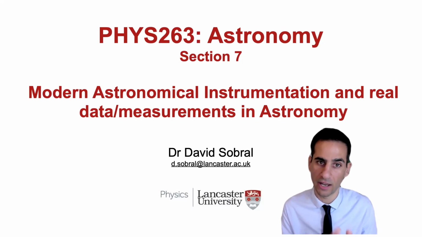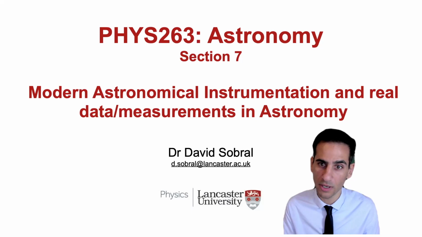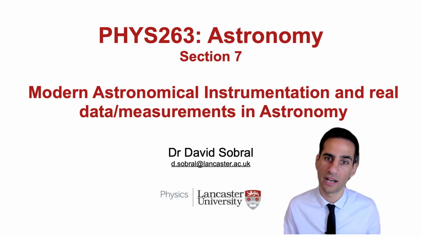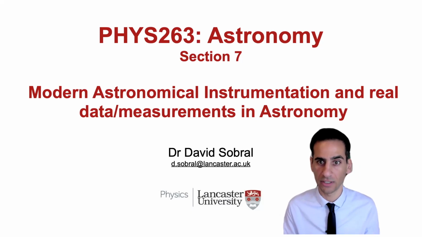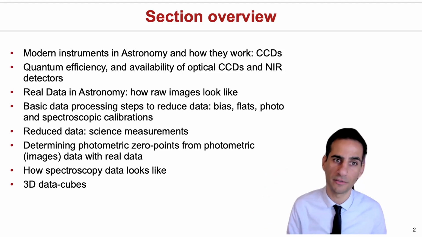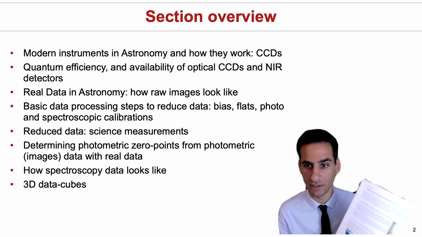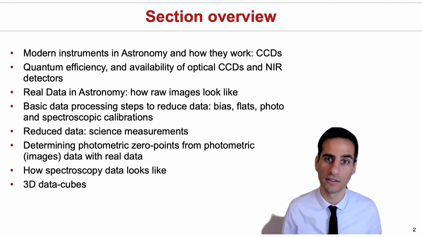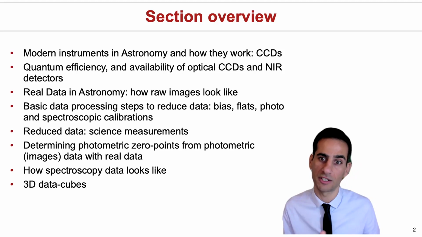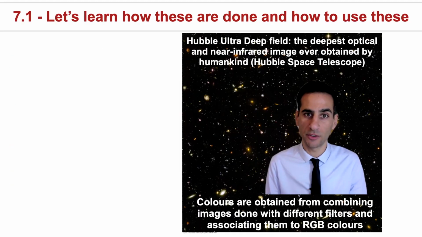We'll have a look at how modern astronomical instruments work, how we actually take data, and the fact that raw data is really not what we need to do science. So we'll have a brief discussion about how we can reduce it, and finally, how we can obtain measurements out of data. These are the topics that we'll be covering in section 7. You can find, as always, all the details in the lecture notes, and these are also the contents of this playlist for section 7.